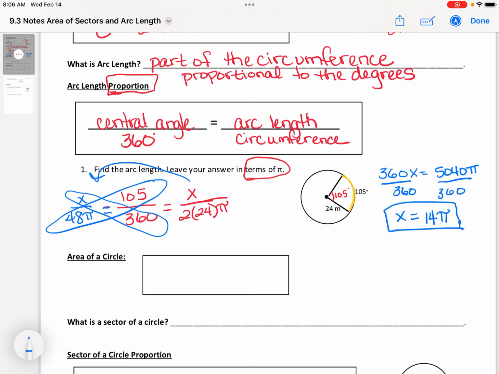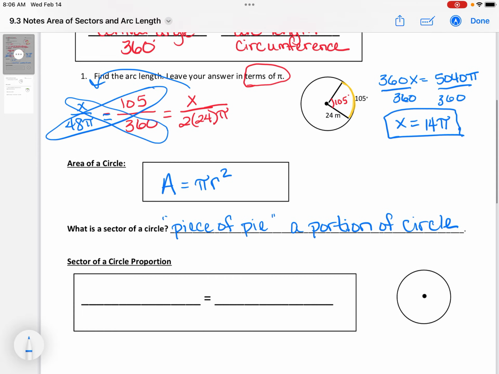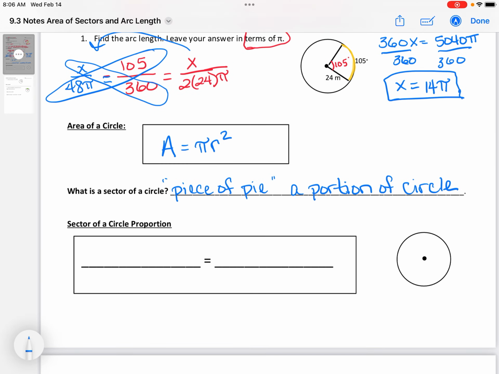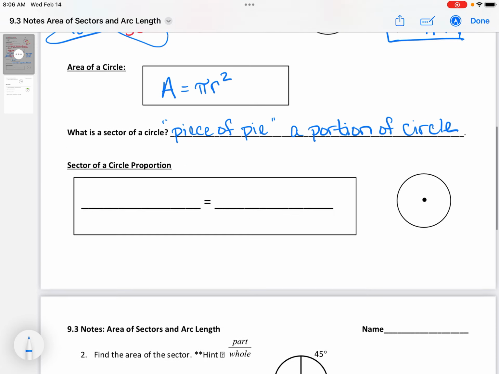So if I want to find the area of a sector, then I need the area of the circle. Area is pi r squared. Okay, sector is like a piece of pie. It's like a portion of circle, but it's like a wedge. However you form the central angle, that's going to be the part we're talking about.